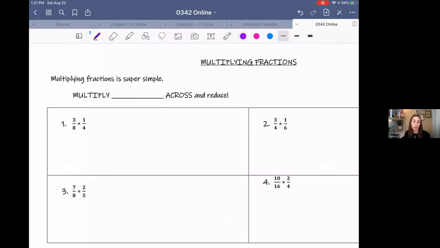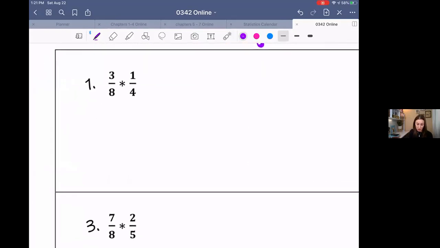Multiplying fractions is really easy. It's not much involved. You literally just multiply straight across and then simplify. That's all. That's what reduce means. It means simplify. So let's just hop right in.